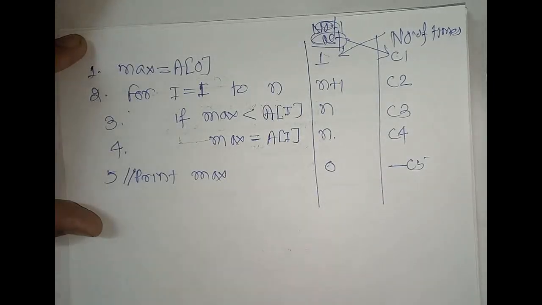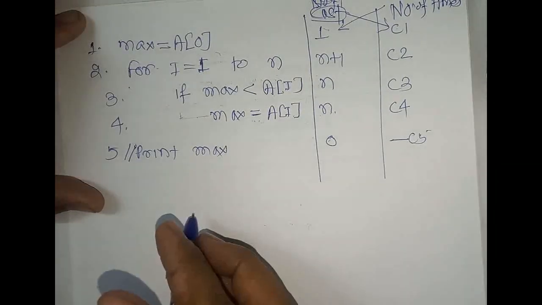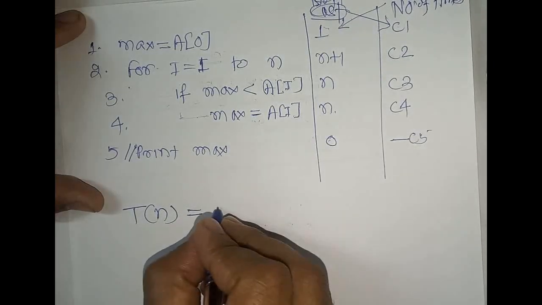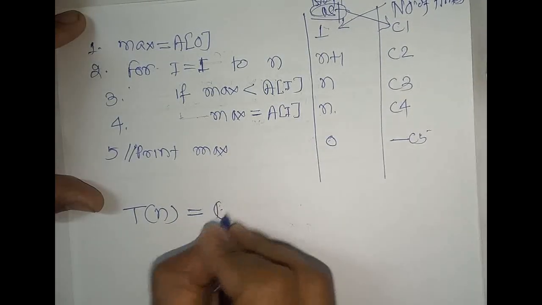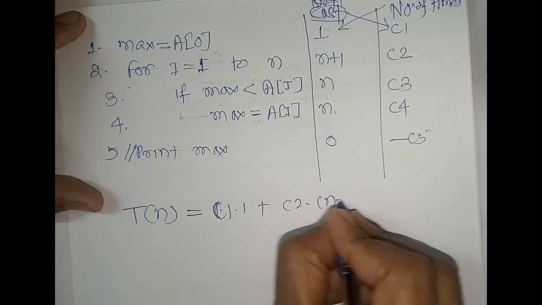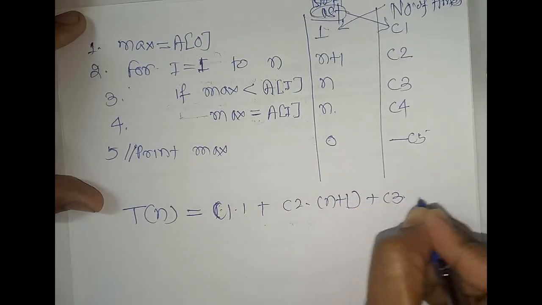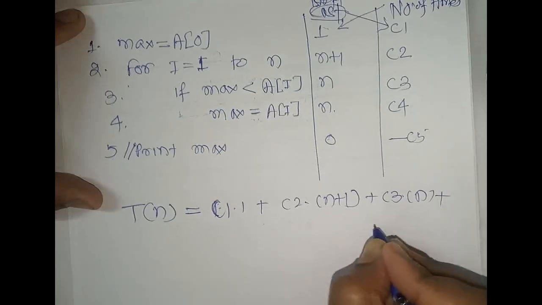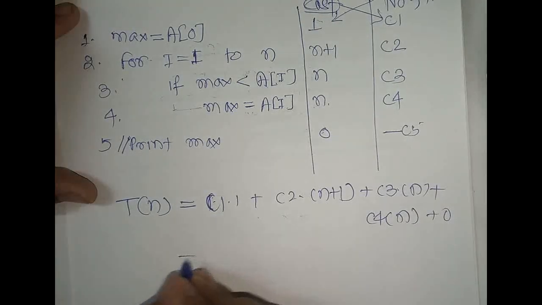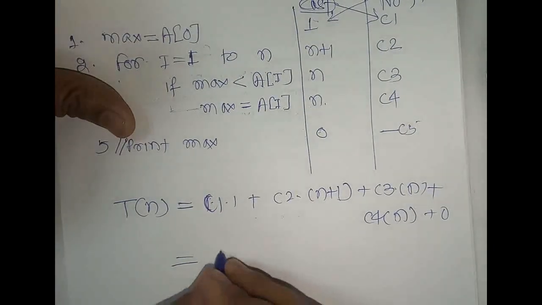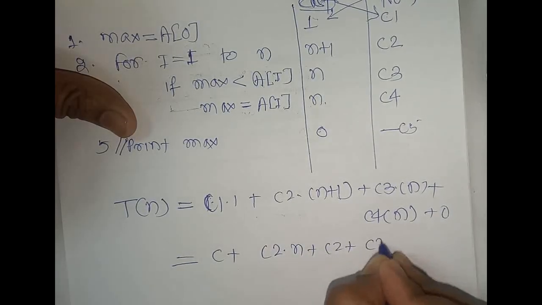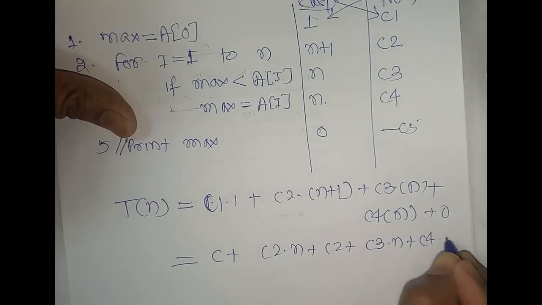So now we can write the complexity expression of this algorithm. Suppose there are n inputs, so the complexity expression will be C1 into 1 plus C2 into n plus 1, then C3 into n, then plus C4 into n plus 0. So this will be C1 plus C2 into n plus C2 plus C3 into n plus C4 into n.